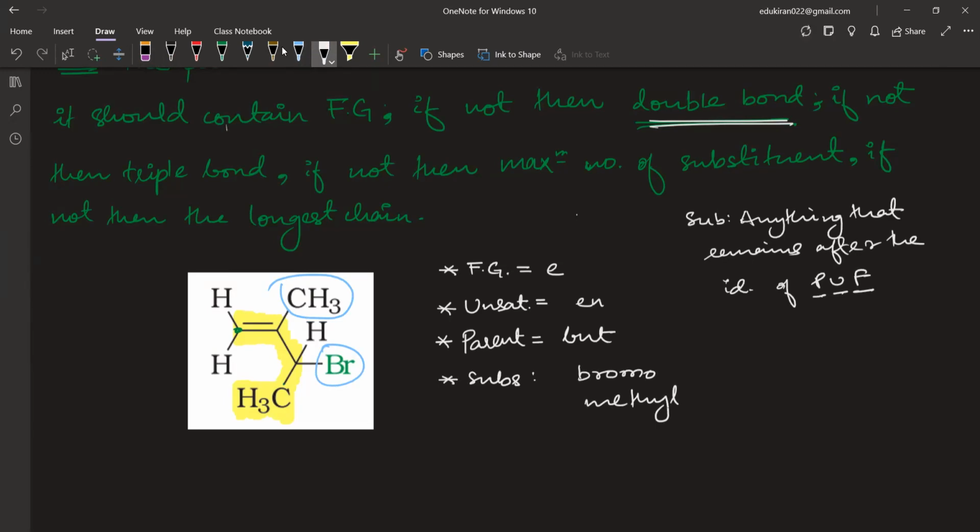Okay, now comes the main part, that of numbering. Now we have two terminals here, the A terminal and the C terminal. So where should I start the numbering from? Numbering follows the same hierarchy as the parent. So we start numbering from the terminal which is nearest to the functional group. If not, then the double bond. If not, then the triple bond. If not, then the maximum number of substituents. Then the nearest substituent you will count. So now you tell me, where should I start the numbering from? A or C? A.